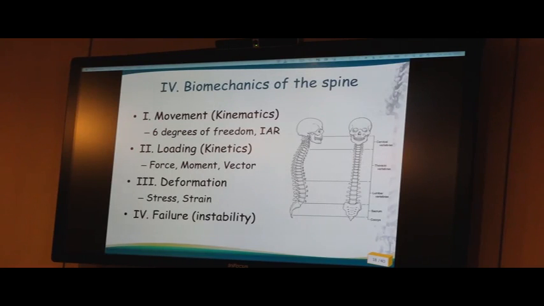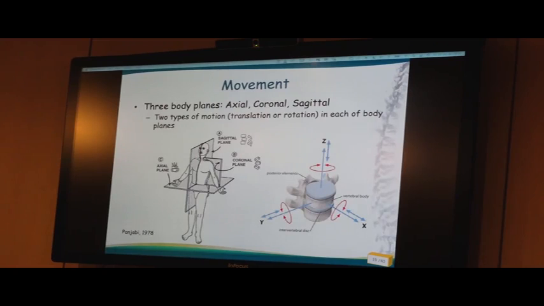I will briefly touch the biomechanics of the spine, level by level. I will mention movements, loading, deformation, and stability issues very briefly. The spine is studied in 3 planes, and each plane has 2 types of motions. So in total we have 6 kinds of motions.